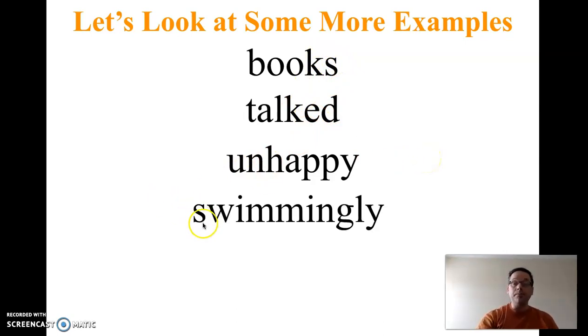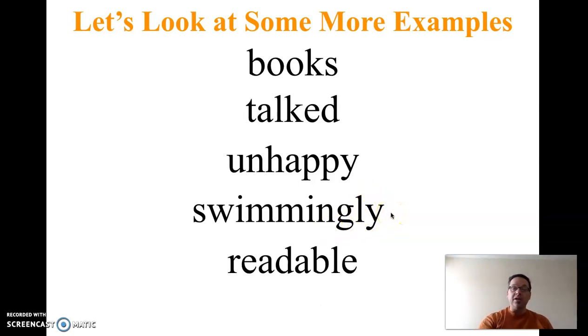Here's another one. So we have the verb, swim. This is the root word, swim. Then we have the present continuous form, swimming, which we would use with the be verb. He is swimming. This is a suffix. But look, we've added a second suffix, the ly. And we can do this. We can add 2 suffixes to a root word, right? Try another one. Readable.